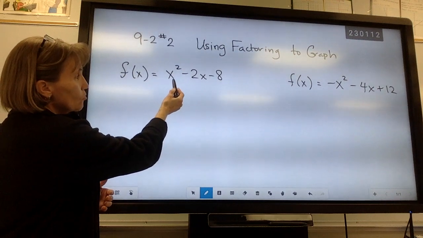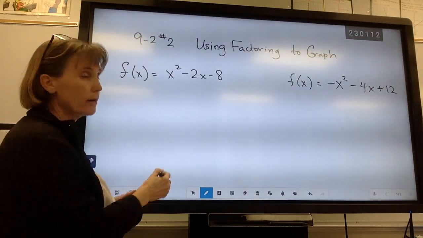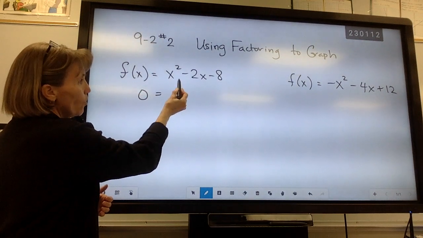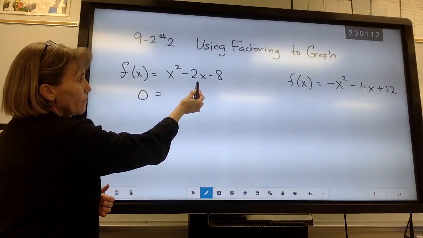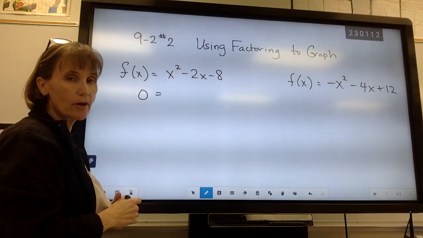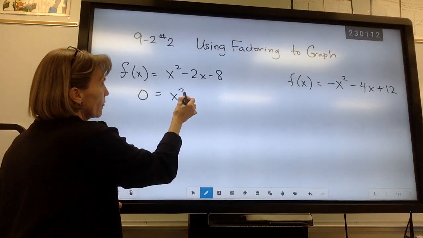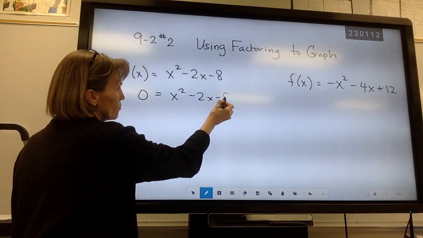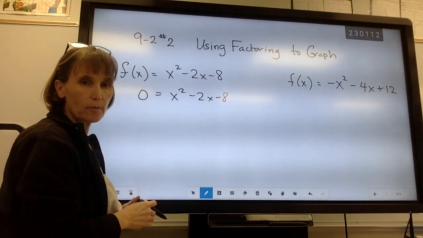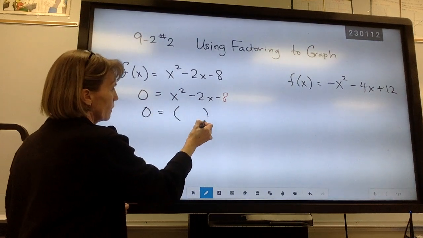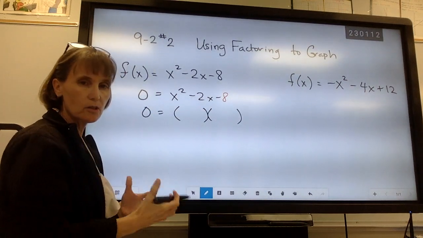Okay, this is still going to be a U-shaped graph because it's still a quadratic. So if I'm going to factor this, I'm going to put a 0 here because I want to know what value I can plug in for x that's going to give me a y value or a function value of 0. So we're going to substitute 0 here. So this looks just like the problem that you had on your previous worksheet. So I'm going to factor this.